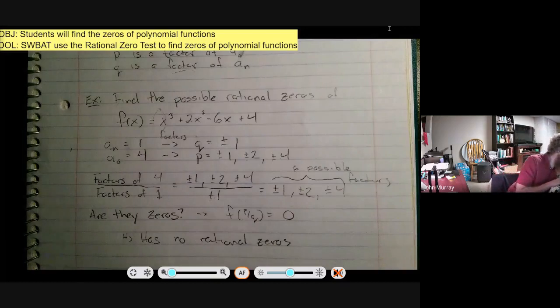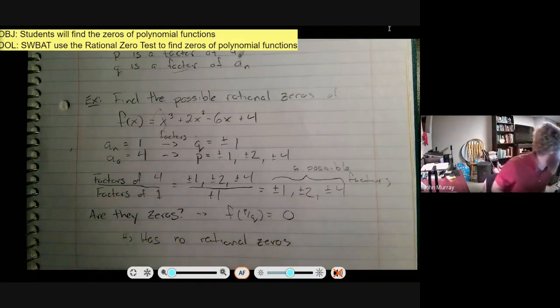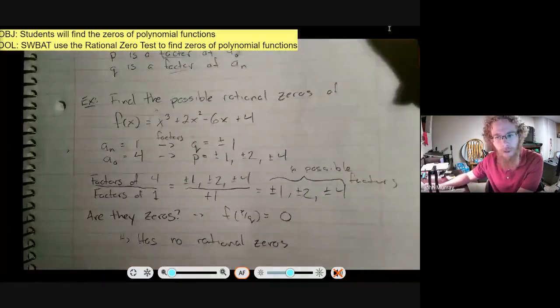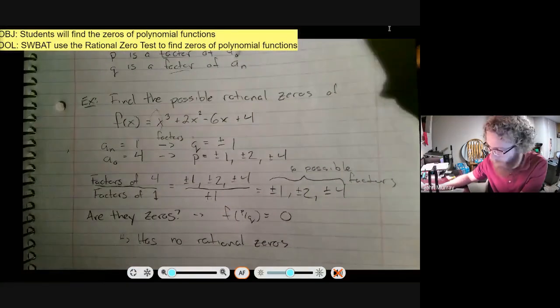Okay, so let's take a look at an example where we do get a 0 and what happens. How much time we got? Ooh, okay. Everybody's good with this? I can move on.